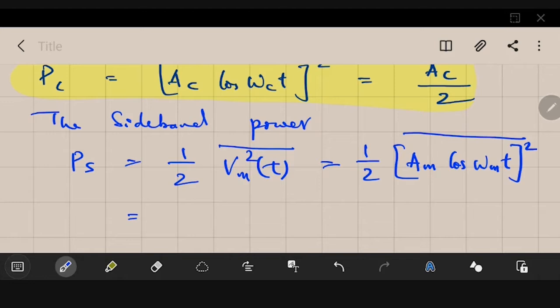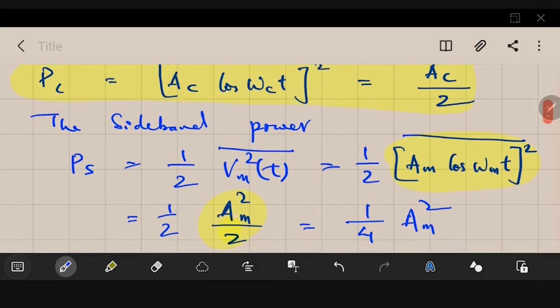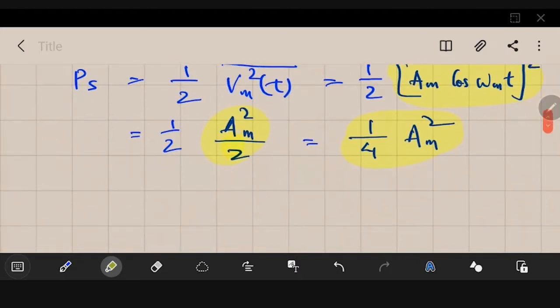Okay, or we could write it as, we will keep 1 by 2 outside, and this one is your Am square by 2. This is for only this portion. The mean square value is this. So we could always write it as 1 by 4 Am square. So that is basically the sideband power. Now that we have got the sideband power as well as the carrier power, the time is to now add these two, this and this Ac square by 2, to get the total power.